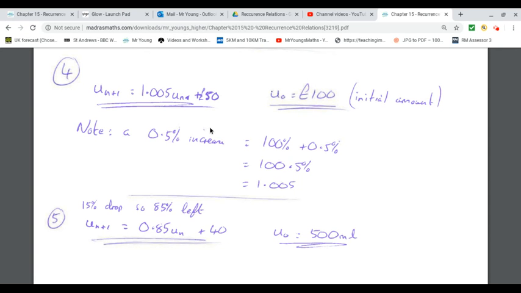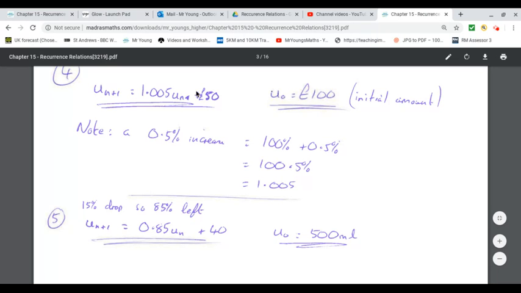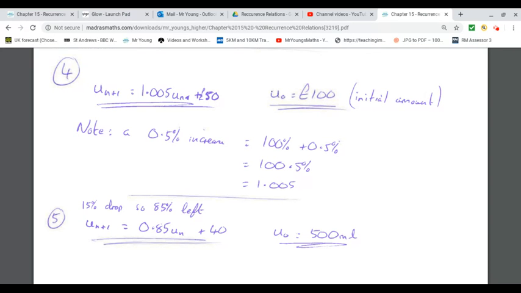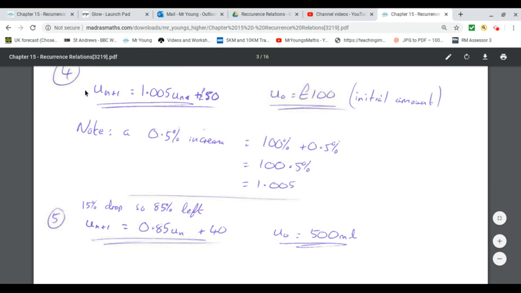And in addition to that, the relative puts another £50 into the account on each subsequent birthday. So then we're going to be adding on £50 each time. And the initial amount put into the bank account, which would be U0, is £100. So if we think about how this works, U1 would be 1.005 times U0.